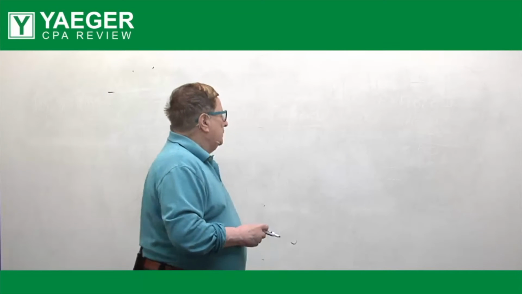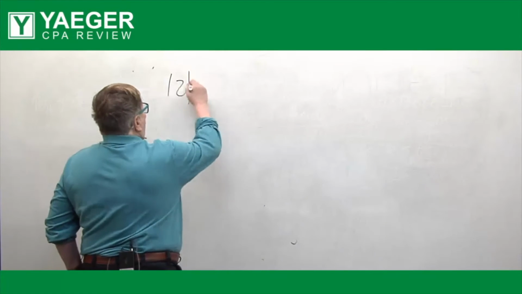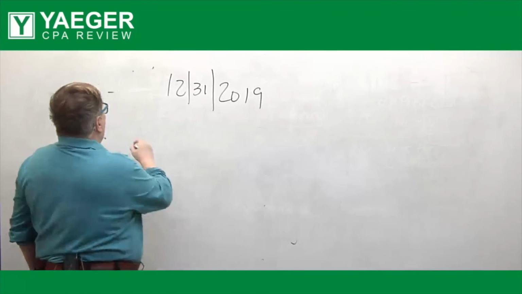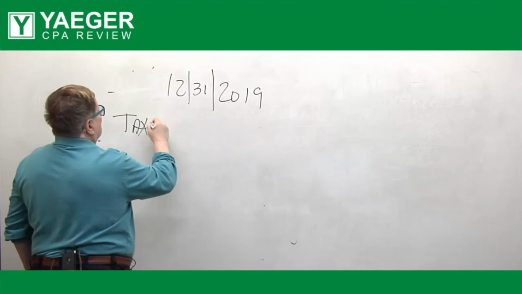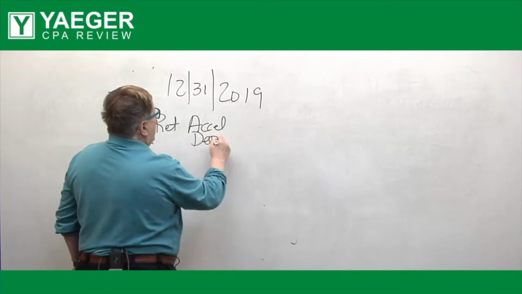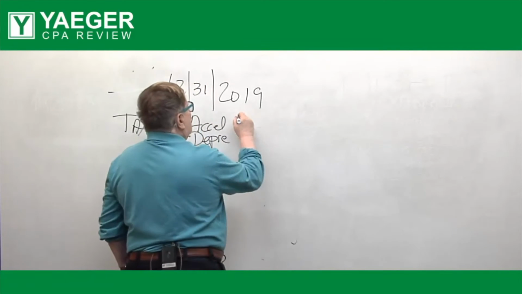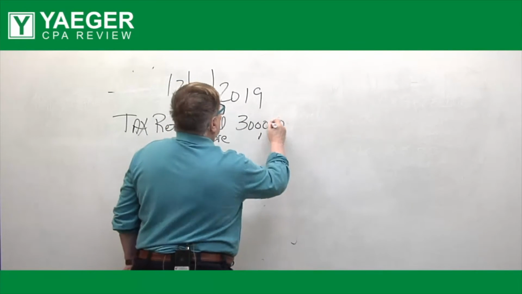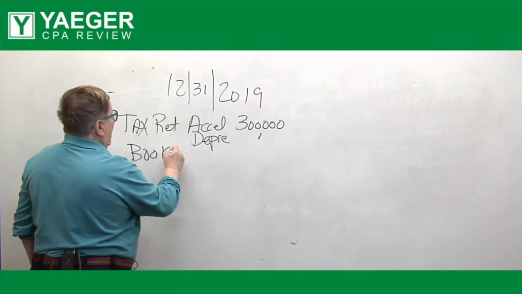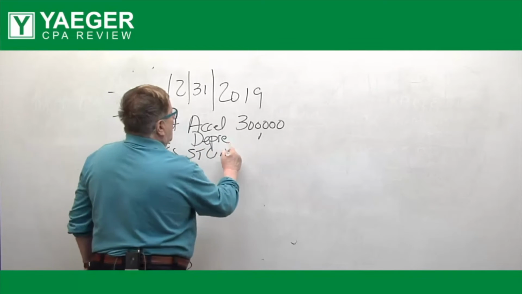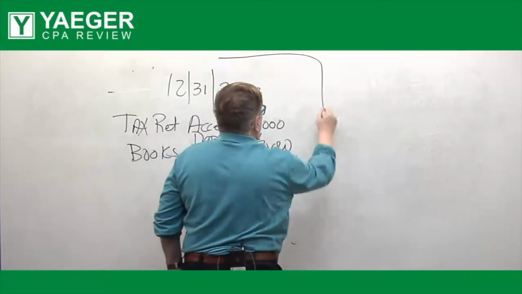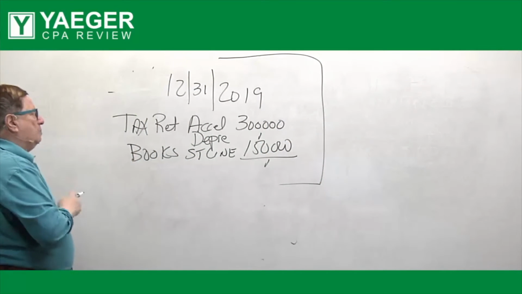Now let's assume it's the year 12/31/2019, and on our tax return we are using accelerated depreciation, and our depreciation, because it's accelerated on the tax return, is $300,000. But on our books, because we're using straight line, the depreciation is only $150,000.